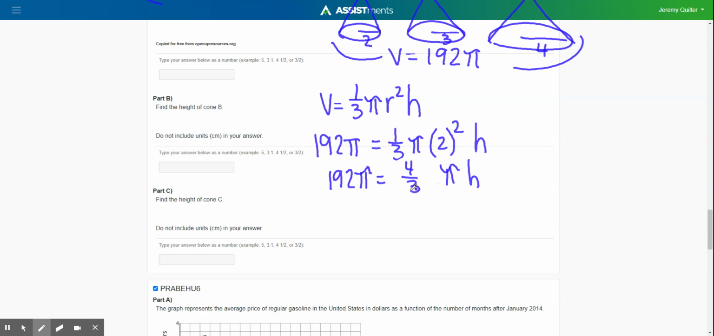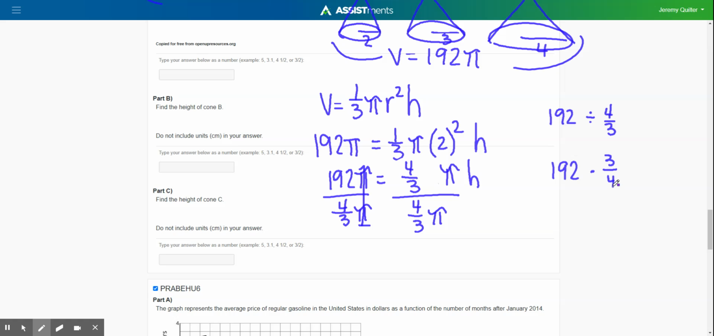And now to get the height by itself, simply divide by 4/3 times pi, and divide by 4/3 times pi. And I think that this is the part where it's really helpful to remember pi divided by pi is 1. So that means that all I have to do is do 192 divided by 4/3, which is the same thing as 192 times the multiplicative inverse, or the reciprocal, of 3/4.